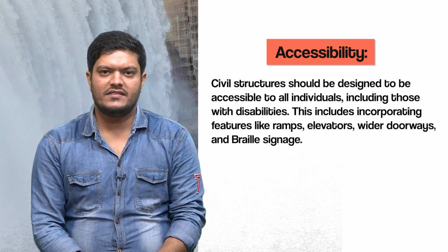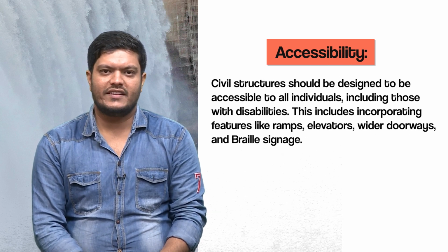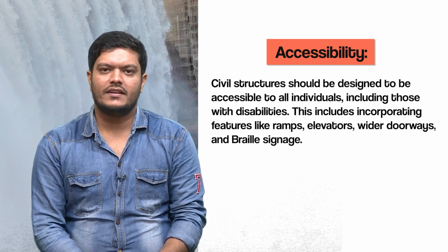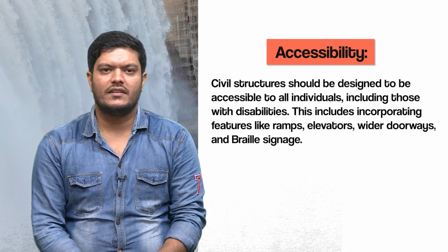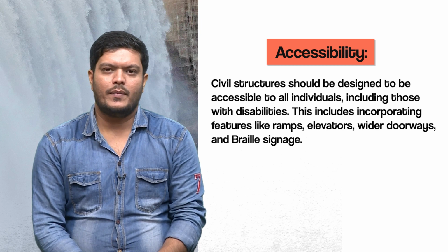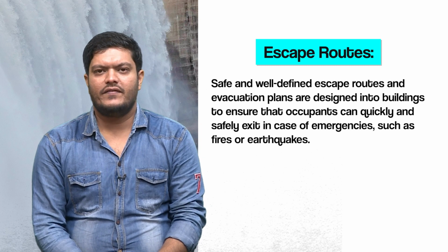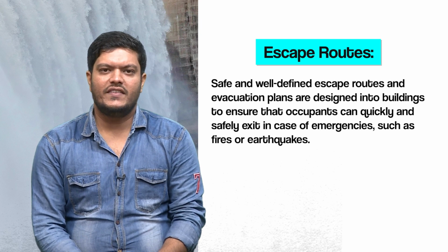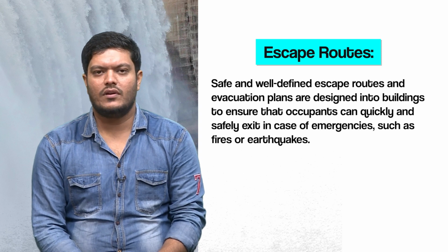Accessibility. Civil structures should be designed to be accessible to all individuals, including those with disabilities. This includes incorporating features like ramps, elevators, wider doorways and braille signage. Escape routes. Safe and well-defined escape routes and evacuation plans are designed into buildings to ensure that occupants can quickly and safely exit in case of emergencies such as fires or earthquakes.